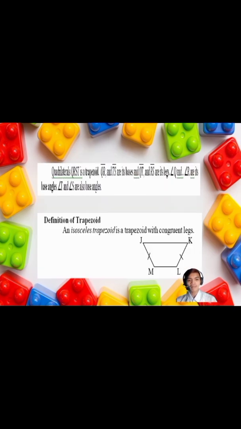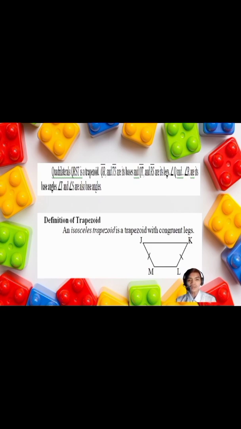Aside from that, meron tayo dyan quadrilateral QRST. Like what I've said before, pinapangalanan po ang isang quadrilateral based po sa letters na nakapalibot sa kanya. Make sure na ito ay naka-alphabetically arranged. Quadrilateral QRST is a trapezoid. Line segment QR and line segment TS are its bases. Line segment QT and line segment RS are its legs.